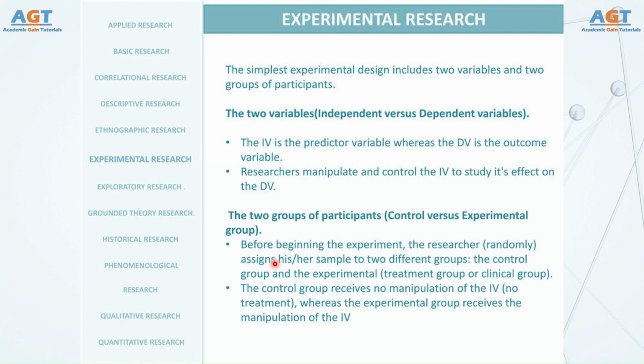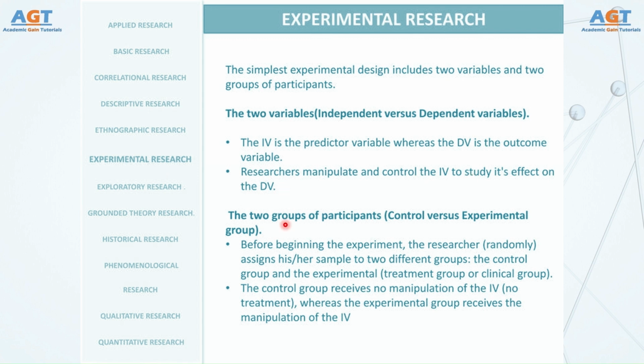Experimental design, variables and groups. Here's the simplest experimental design: 2 variables and 2 groups. First, variables. The independent variable is what the researcher changes, the predictor. The dependent variable is the outcome, the result we measure. Researchers manipulate and control the independent variable to study its effect on the dependent variable.